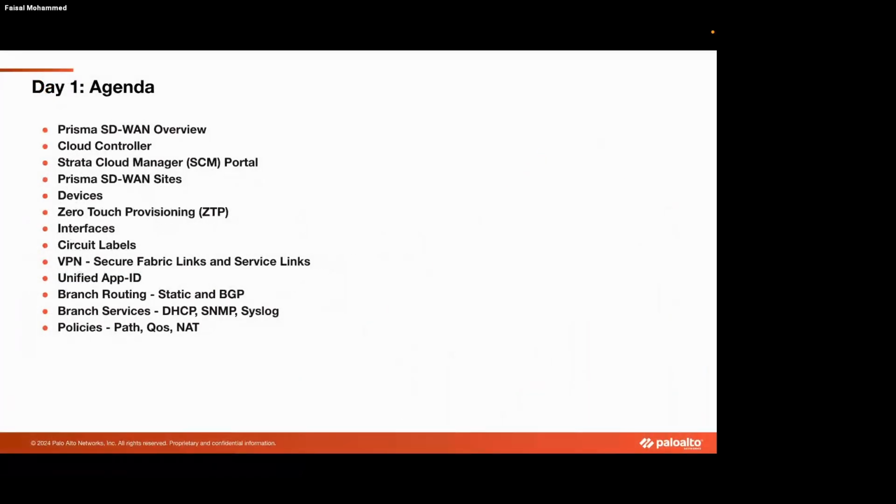This is the agenda for today. The session is split into two sessions, today and tomorrow. Today is focused more on the Prisma SD-WAN branch side operations, and we will do session 2 tomorrow to focus on troubleshooting. Here we'll try to build the knowledge of the participants to understand the various components of Prisma SD-WAN and how they work together, and then we will apply them on day 2 to utilize those tools available for troubleshooting.